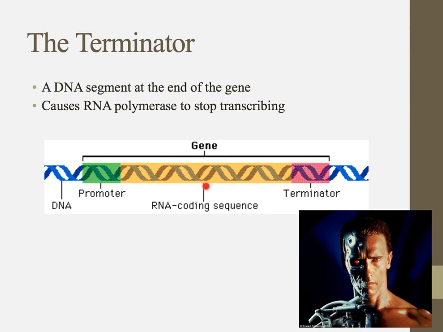Then we have the actual coding sequence. How does RNA polymerase know where to stop? We don't want it continuing to transcribe the whole DNA molecule. Well, at the end of the gene is a DNA segment, again non-coding, called the terminator. And lucky for you, it sounds exactly like what it does. It terminates or ends the transcription process. So on either side of the actual gene, we have the promoter and the terminator. The promoter tells RNA polymerase where to start, and the terminator tells it where to stop.